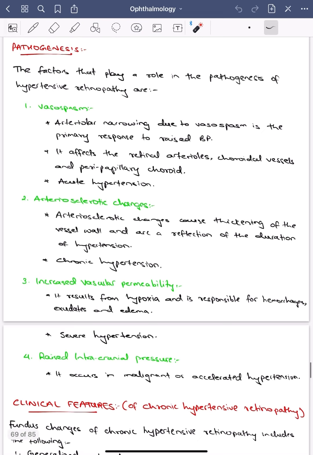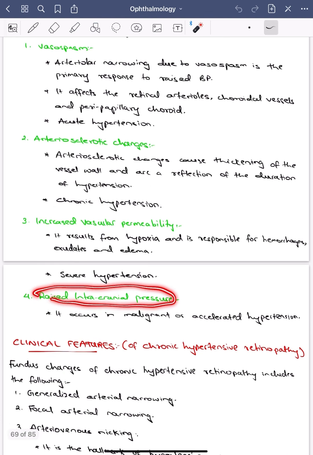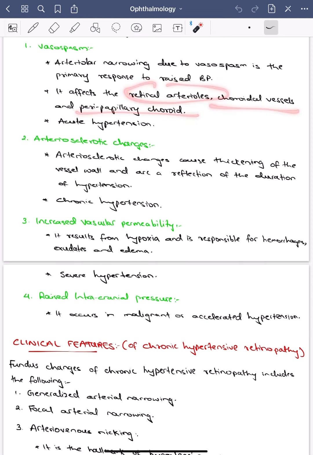So, under pathogenesis, the four pathogenic factors are vasospasm, arteriosclerotic changes, increased vascular permeability, and finally, raised intracranial pressure. Vasospasm is a pathogenic factor for acute hypertension. Arteriosclerotic changes are the pathogenic factor for chronic hypertension. Increased vascular permeability is that for severe hypertension, and raised intracranial pressure is seen in malignant or accelerated hypertension. So this is about the pathogenesis of hypertensive retinopathy, and all of this affects the retinal arterioles, choroidal vessels, and the peripapillary choroid.